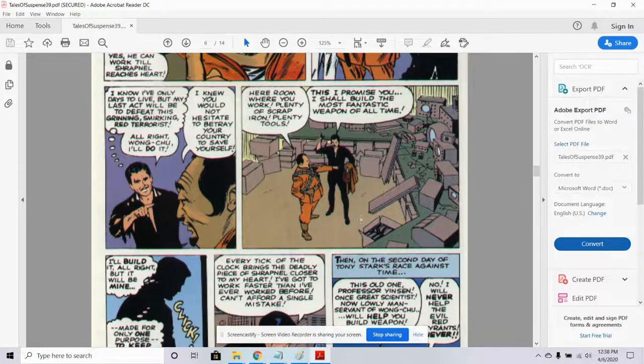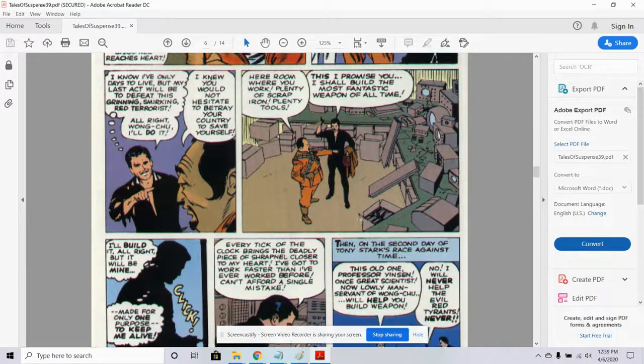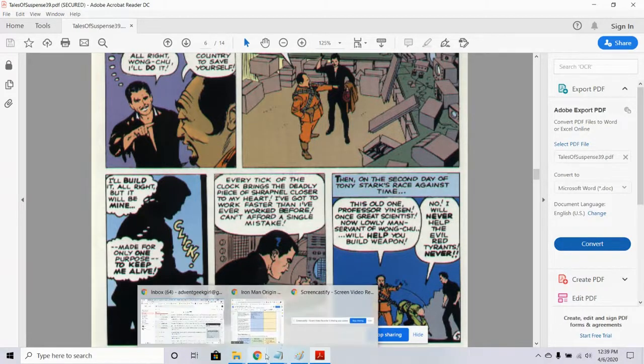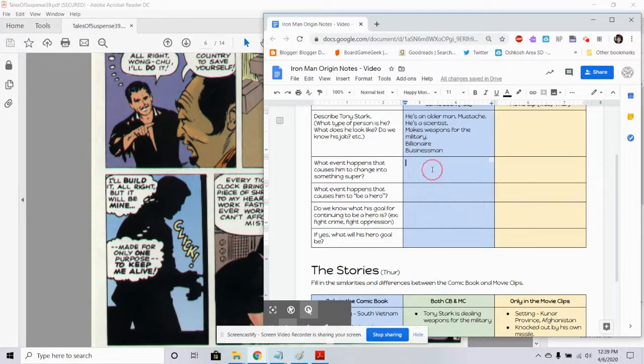So he's introduced to a tech area where he is given tons of materials, but he's told, make me a weapon. So, of course, Stark says, I will make you the most fantastic weapon of all. But if you scroll down and look here to the left, he also says, I'm going to make something to keep me alive. So if we go back to your worksheet, what event happens that causes him to change into something super?